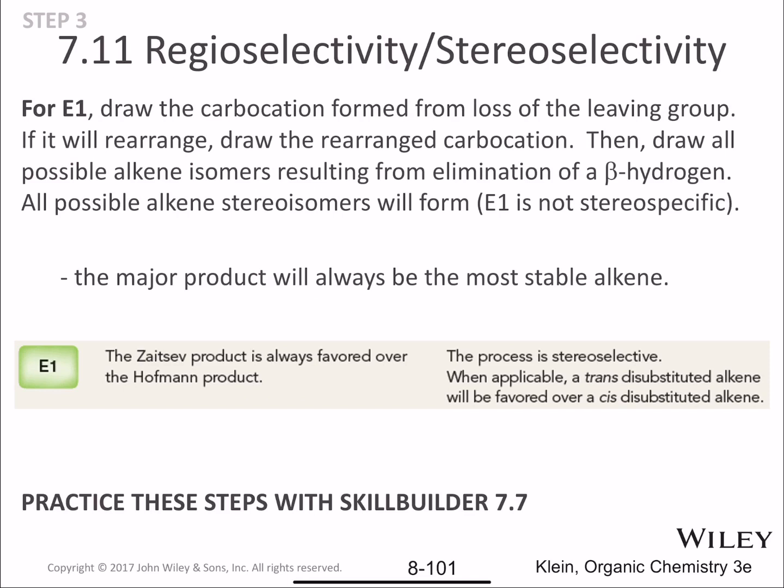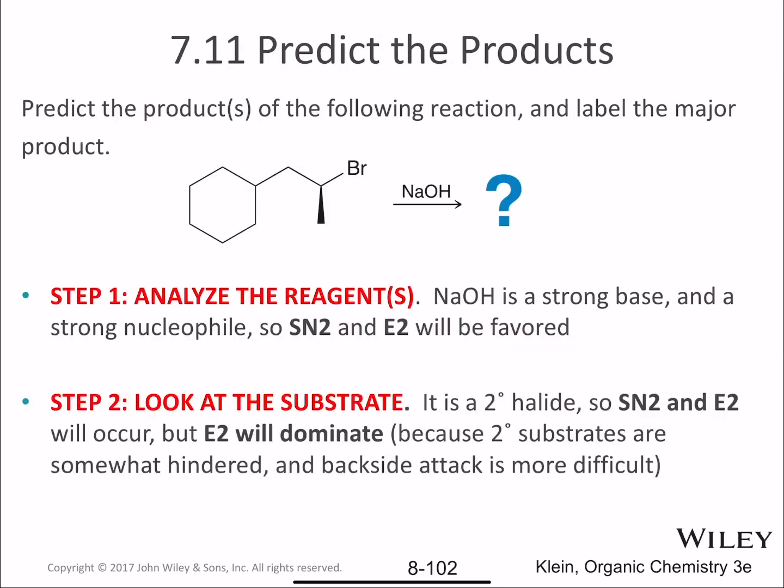All right. And then lastly, for E1, you're going to draw the carbocation formed after the leaving group leaves. And if it rearranges, you're going to draw the rearranged carbocation, just like in an SN1 reaction. Then you draw all possible alkene isomers that result from beta hydrogen abstraction. So all possible alkene stereoisomers will form, but I can't choose which isomer I want by choice of base, like I could with an E2. So the major product is always going to be the most stable alkene in this case.